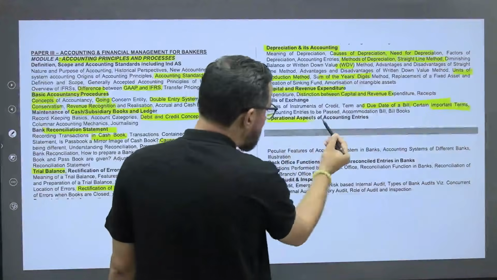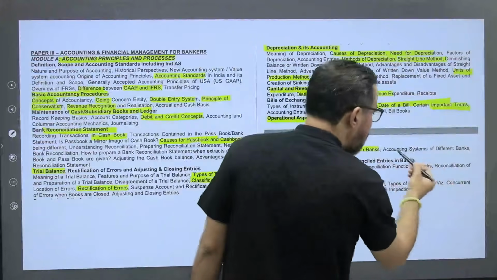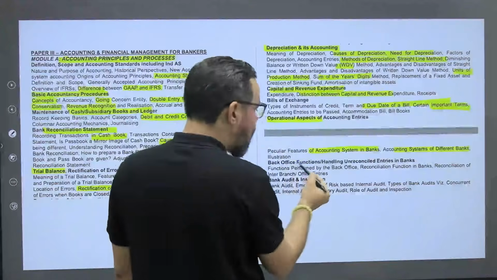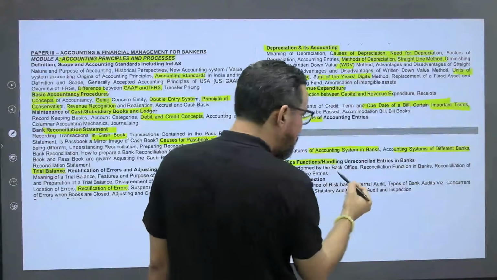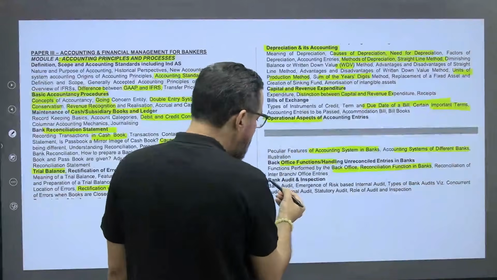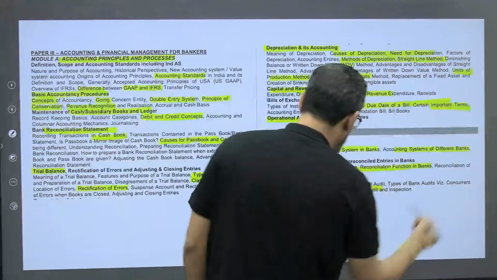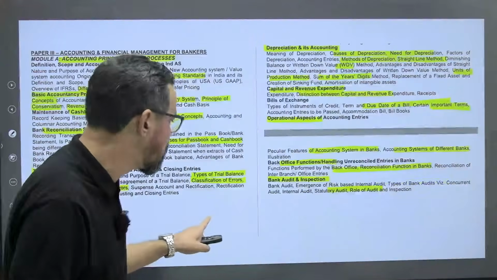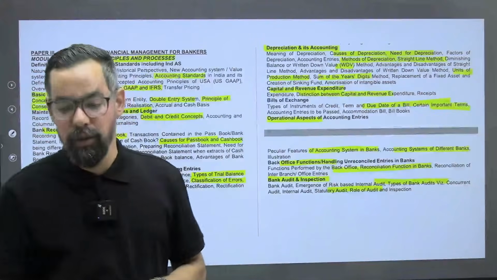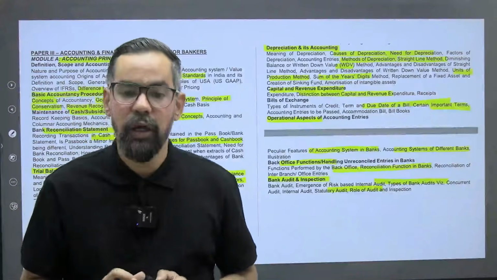Then we have operational aspect of accounting, accounting system in banks, accounting system of different banks, that is the one. Back office functions, where we have back office, reconciliation and others. Very simple one, 1 mark question each. Audit and inspection, 2 marks question again. Different types of audits, especially this risk based internal audit should be there. Internal audits, statutory audits and others, they are generally part of this. So this is the entire content or the overall content from your module A.